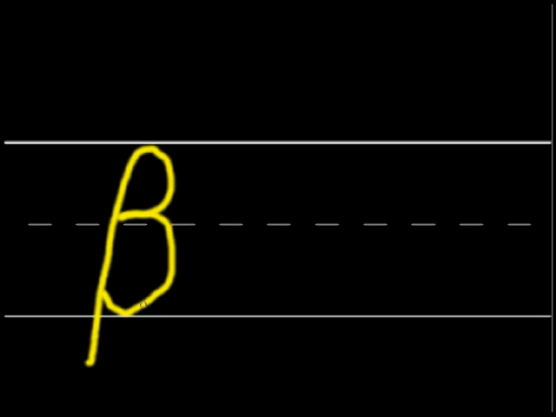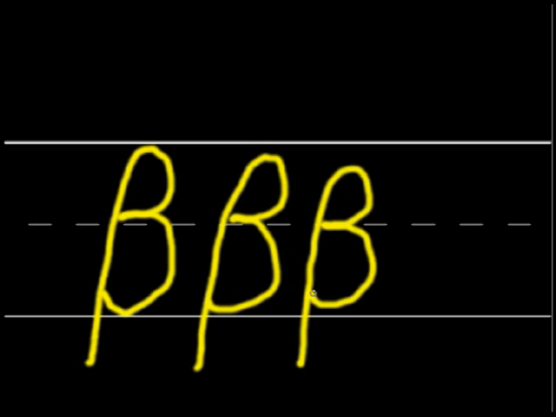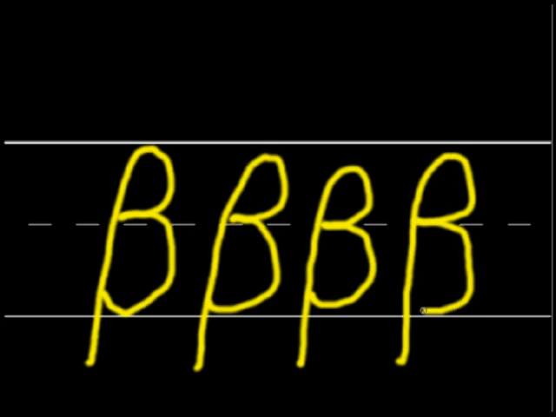Now we're moving on to Beta. Start below the baseline. Come up. And you want to make the beta all in one stroke. That's beta.